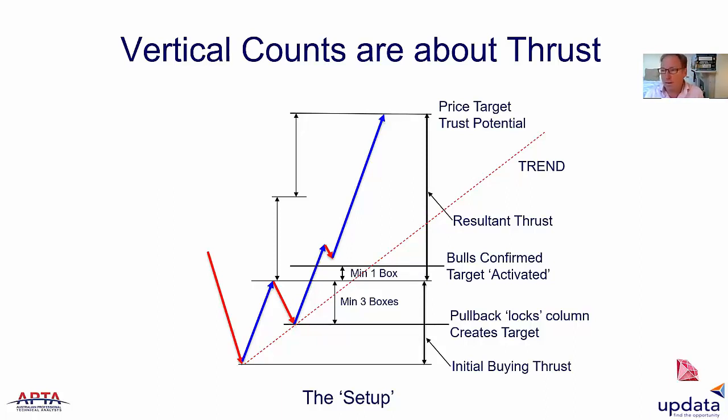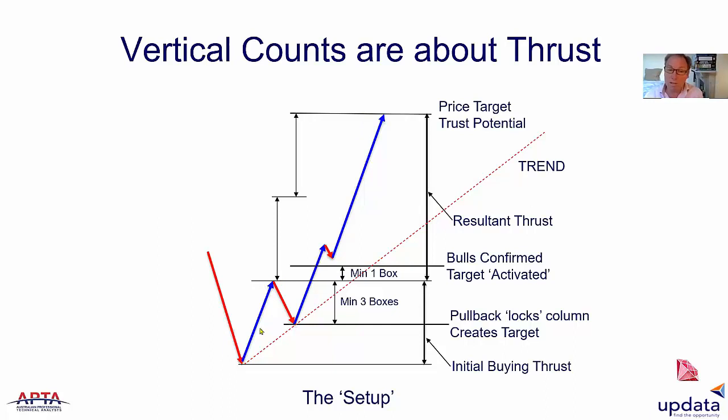If you are 20 meters away, you don't even have to pull your arm back much. You can just throw it, almost flick it. So it's all about that thrust. So if that first initial wave or that first initial buying thrust is big, that's going to govern the overall potential of the next move.